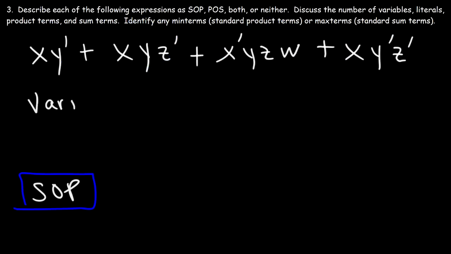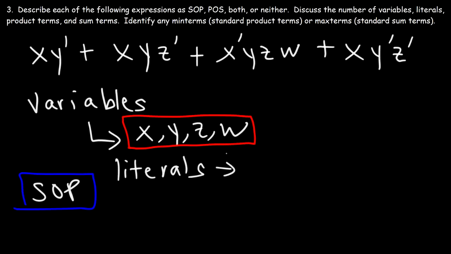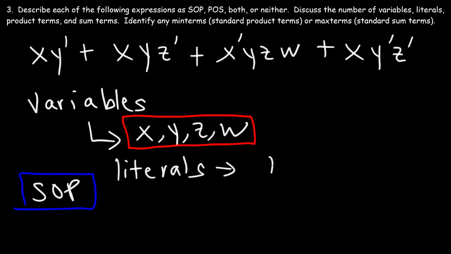Now, how many different variables do we have in this expression? Notice that we have x, y, z, and let's not forget w. So we have a total of 4 different variables. Now, how many literals do we have? So here we have 2 literals. It could be complemented or uncomplemented. Here we have 3 literals. This has 4, and then this is 3. So if we add them together, there's a total of 12 literals in this expression.